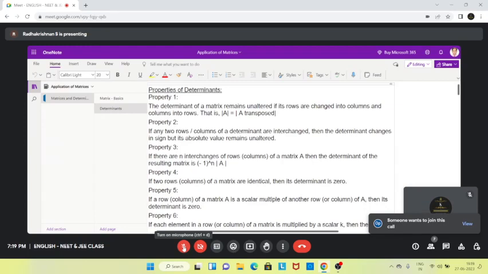If you are able to bring two rows to identical. If a row of a matrix is a scalar multiple of another row, then its determinant is 0, because that scalar can be taken out. That is the next property. You can see that the scalar can be taken out, then the two rows will become identical, and hence according to property 4, the determinant value will become 0.